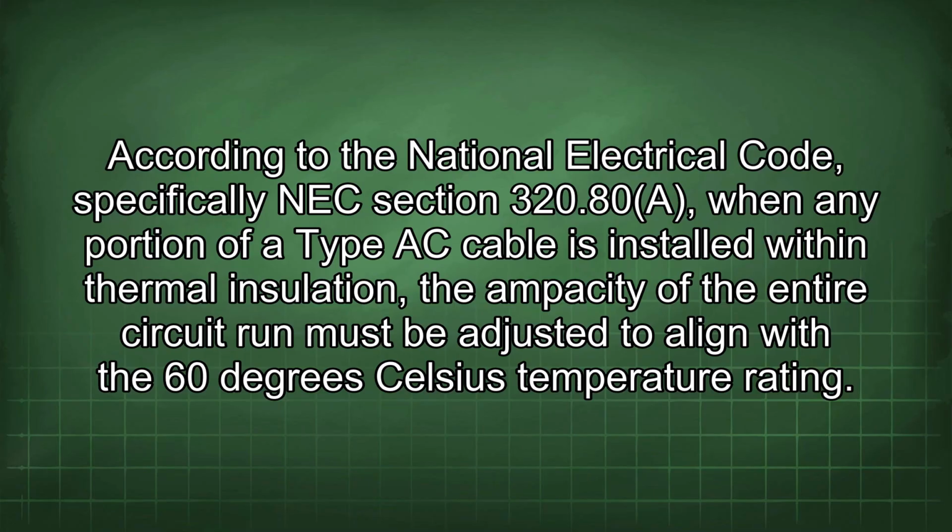According to the National Electrical Code, specifically NEC Section 320.80(A), when any portion of a Type AC cable is installed within thermal insulation, the ampacity of the entire circuit run must be adjusted to align with the 60 degrees Celsius temperature rating.